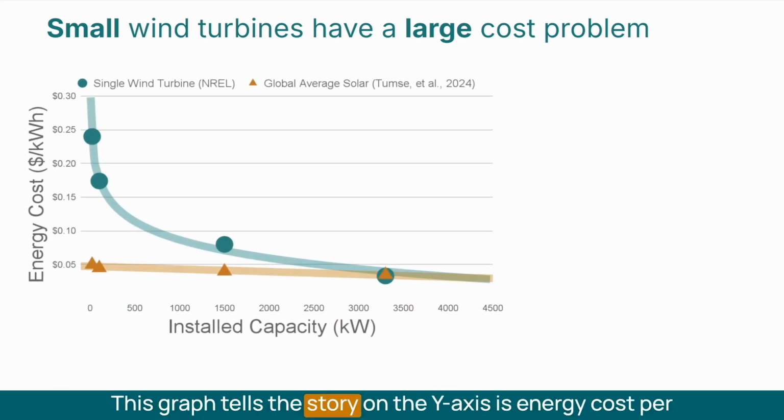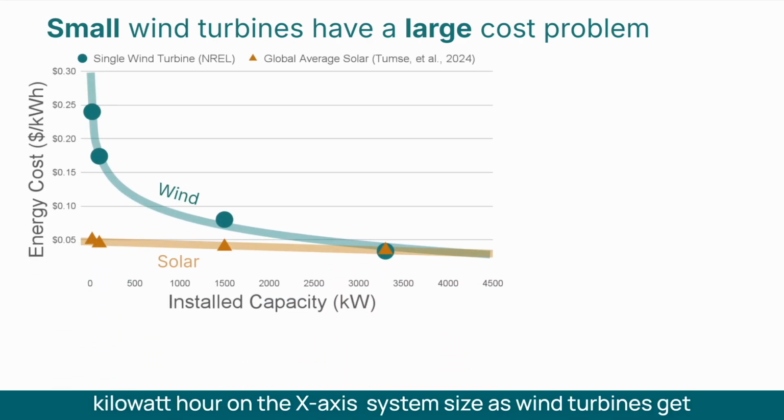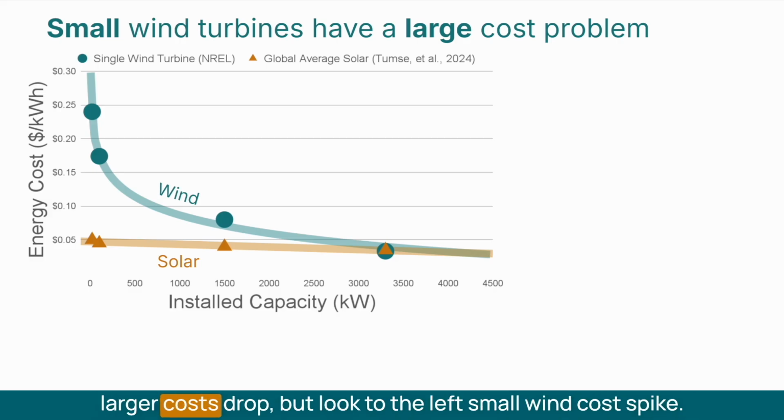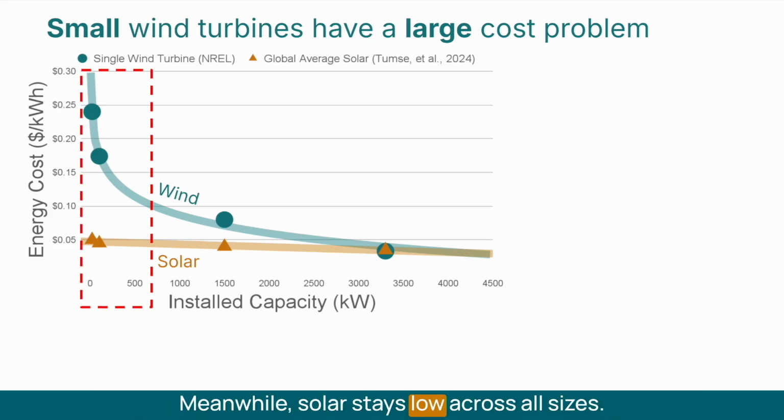This graph tells a story. On the y-axis is energy cost per kilowatt hour, on the x-axis system size. As wind turbines get larger, costs drop, but look to the left, small wind costs spike. Meanwhile, solar stays low across all sizes.